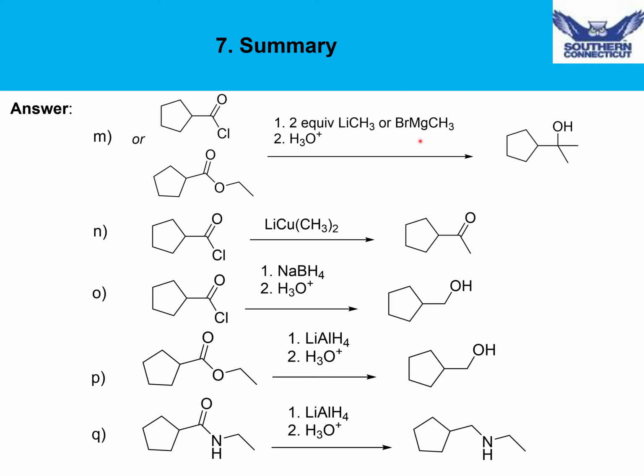Methyl lithium or a methyl Grignard will add to an acid chloride or an ester, and generally they add twice to give you a tertiary alcohol. So we're going to add two methyl groups in this example to the carbonyl to turn it into a tertiary alcohol. A Gilman reagent will transfer the methyl group or whatever other alkyl group we have and replace the halogen on an acid chloride to give you a ketone. Sodium borohydride will reduce an acid chloride into a primary alcohol.